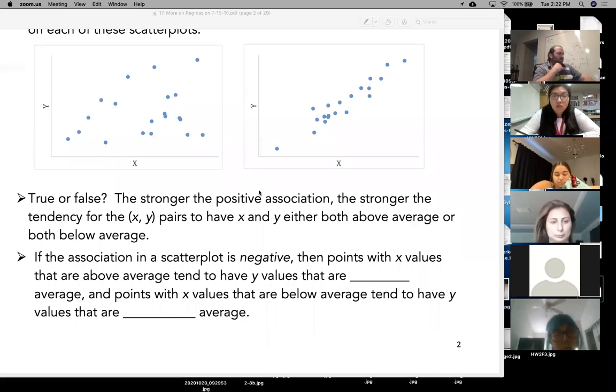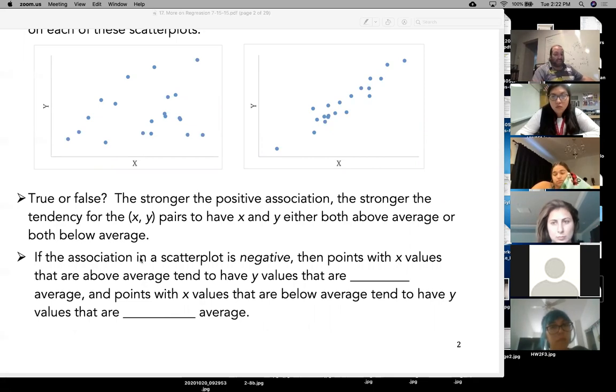Okay, so what we have here is the following situation. If it's very strongly correlated, like this one compared to this one, then most of the data points are going to be here and here. Do we agree with that? That means most of the data points are either both above average or both below average. The stronger the positive association, the stronger the tendency for the XY pairs to have either X and Y both above average or both below average.